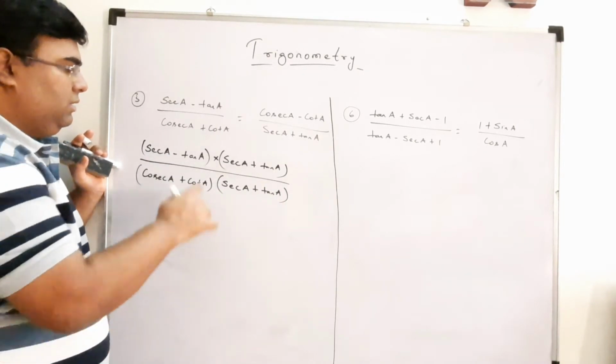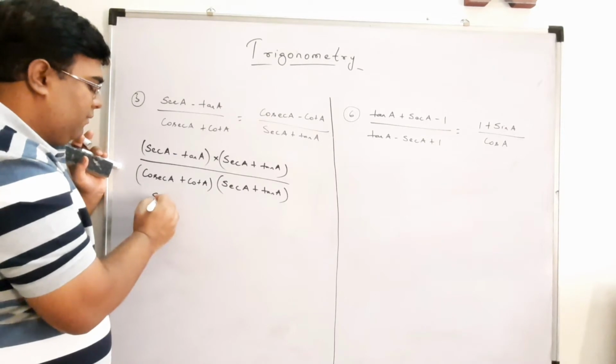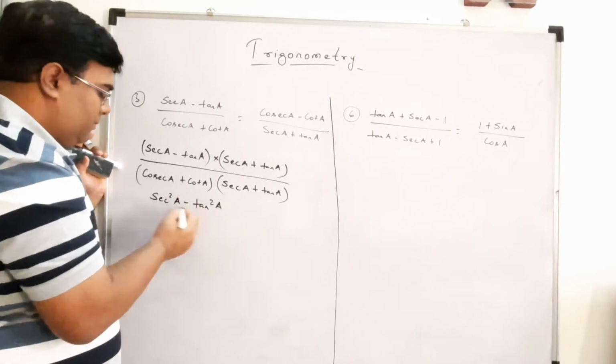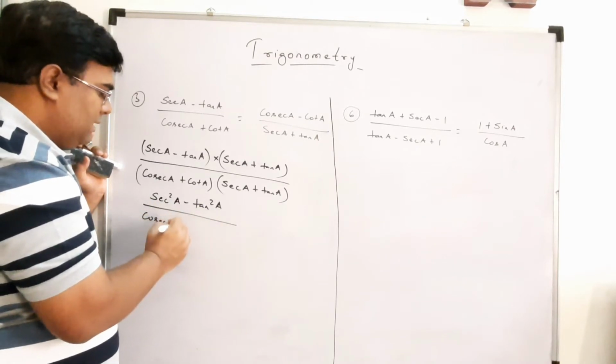The first step we have done is multiplying the whole thing by sec A plus tan A. The numerator will become sec square A minus tan square A. Let's keep the denominator as it is.